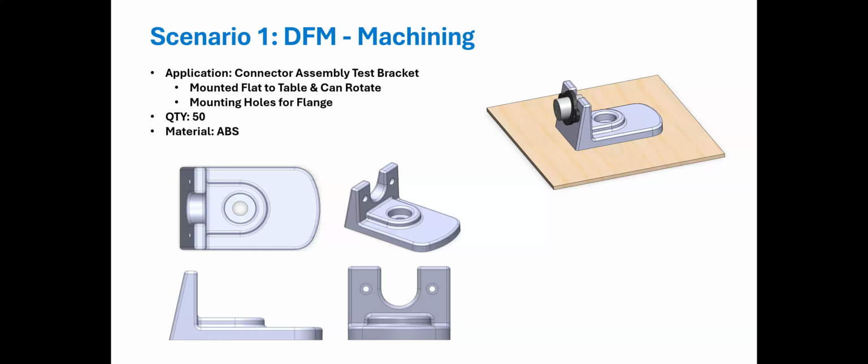The initial quantity of this part was 50 pieces, which our customer asked to be machined out of ABS. So now that I've given some brief background and you can see what this customer design looks like, what would be some things that initially stand out from your end?